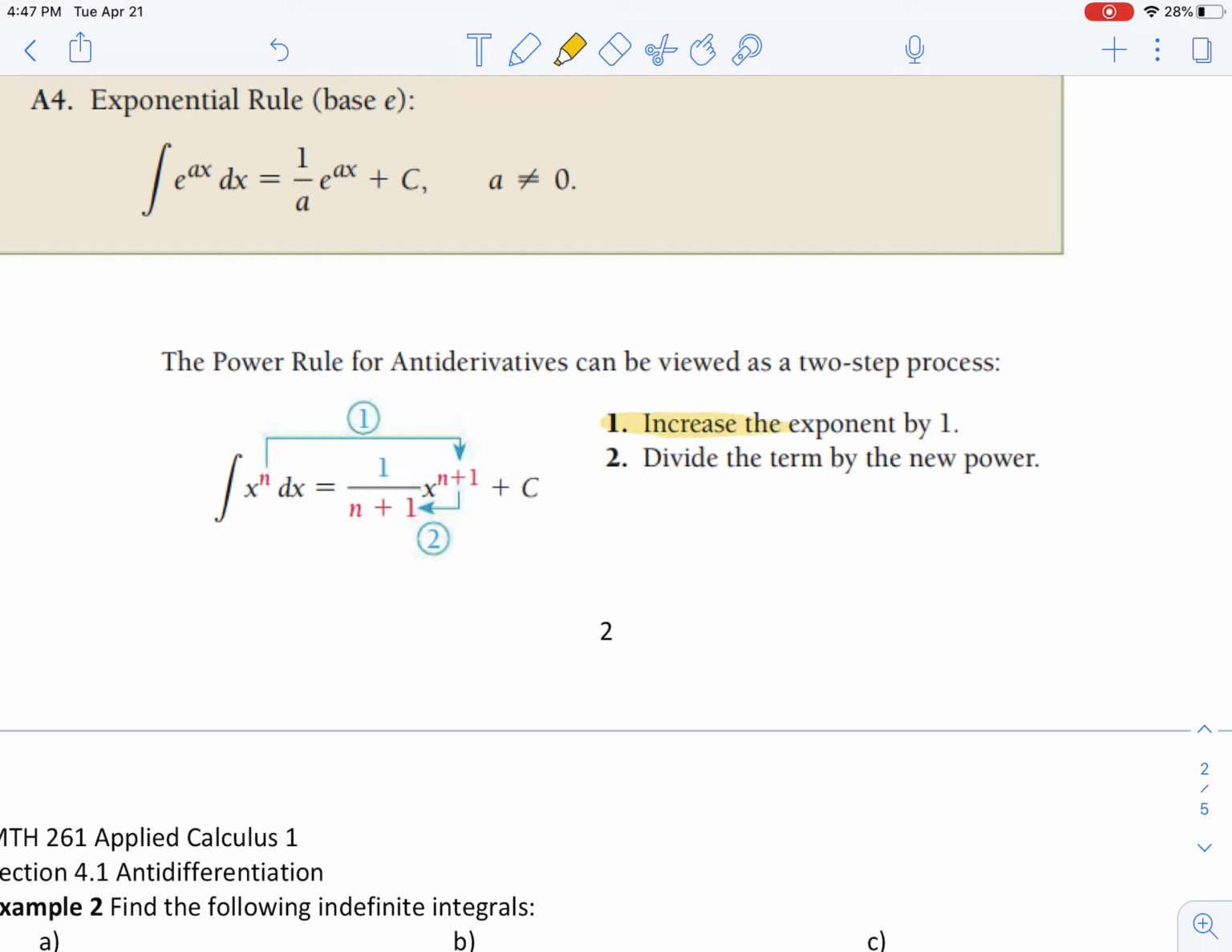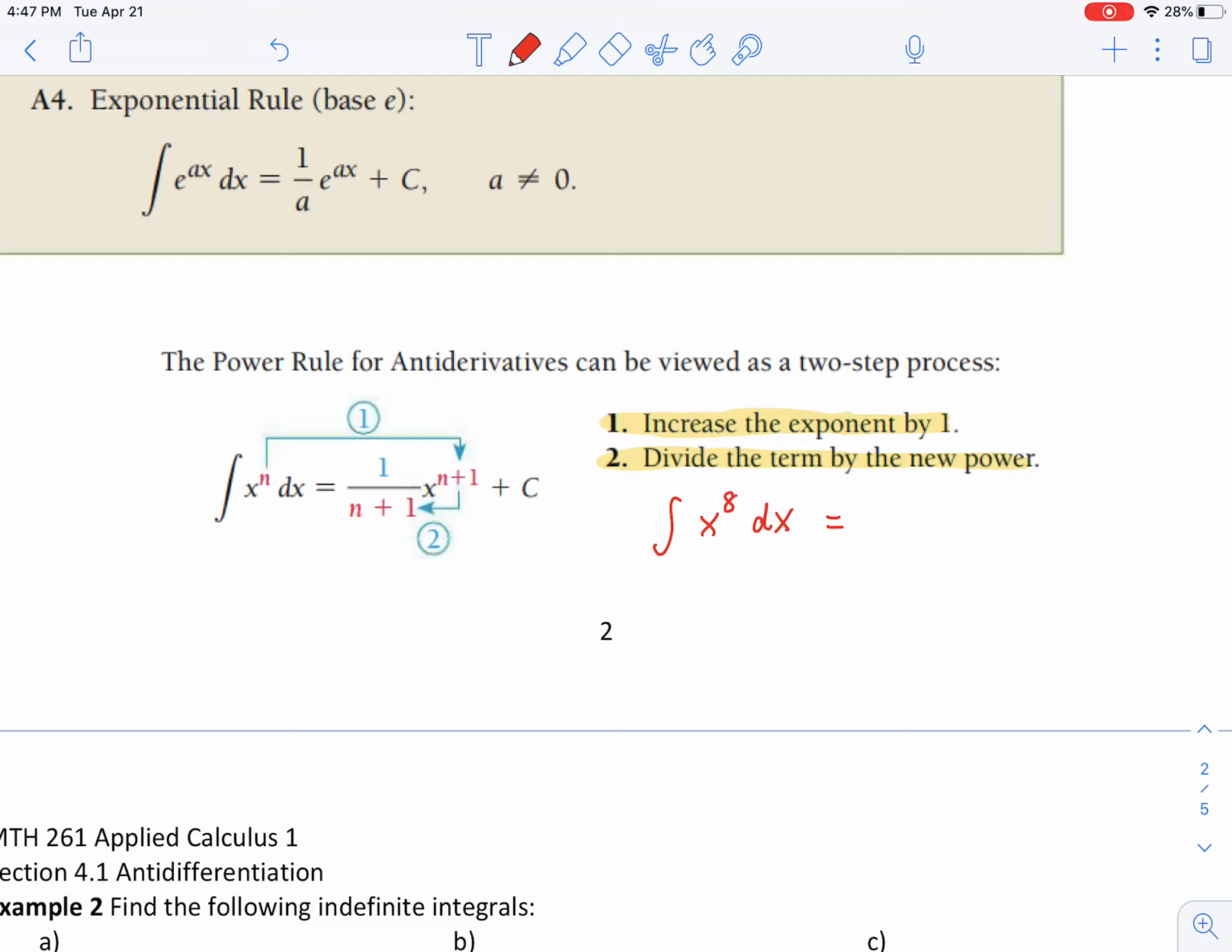Let's talk about this power rule and go over some examples, and then we'll come back and talk about the other rules. The power rule is so important for antiderivatives. I wrote this down right here. Step number 1: increase the original exponent by 1. And then you're going to divide that term by the new power.